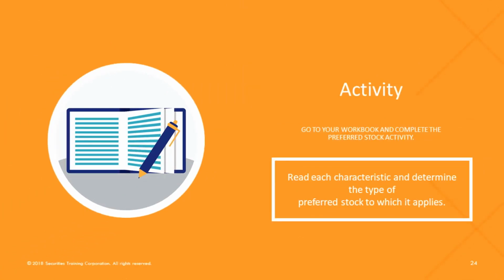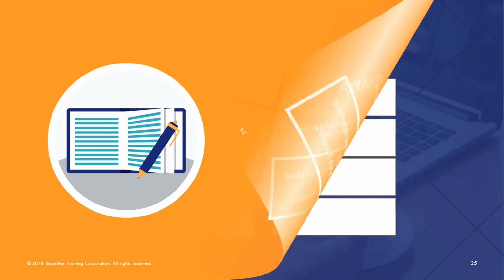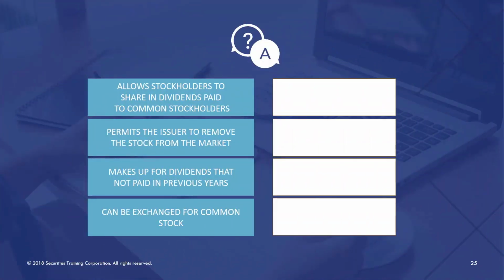Go to the workbook and complete the preferred stock activity. Read each characteristic and then determine the type of preferred stock to which it applies. Allow stockholders to share in dividends paid to common shareholders. Participating preferred stock. So that's the characteristic. Next, permits the issuer to remove the stock from the marketplace. What type of preferred stock would that be? Callable preferred stock.